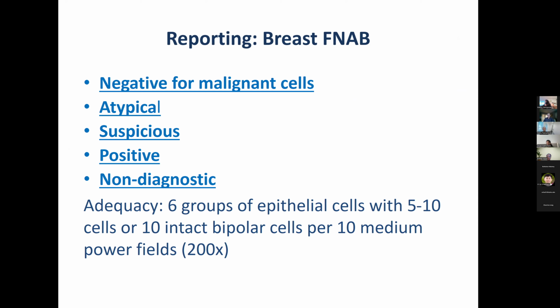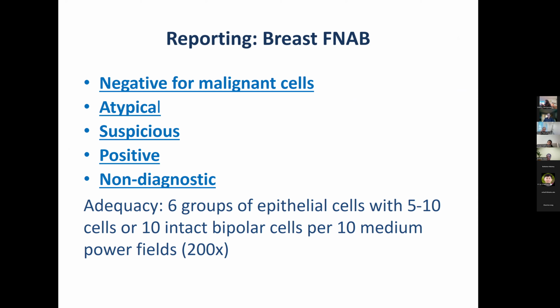Non-diagnostic is an entity which characterizes something where you don't have enough material. So what is the adequacy criteria in breast? Just like in other organ systems like the thyroid, you have some adequacy criteria that will help you determine whether you actually have enough cells to assess, to give a diagnosis.